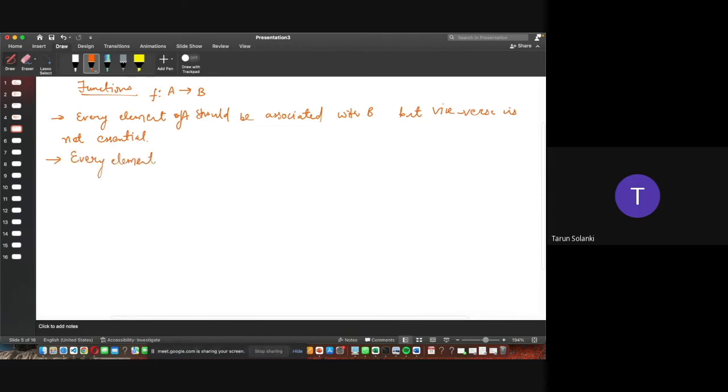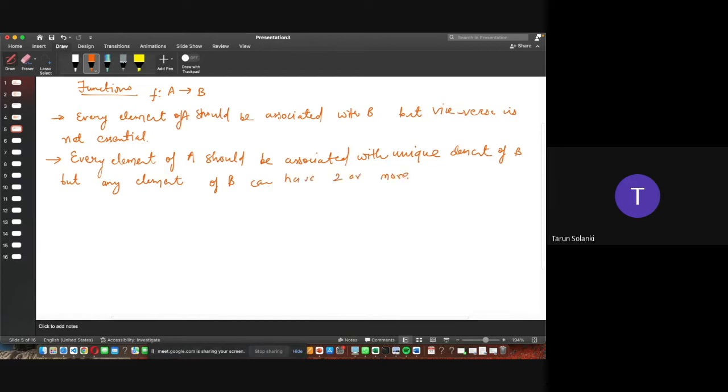Okay. Next is every element of A should be associated with a unique element of B, but an element of B can have two or more relations in B.